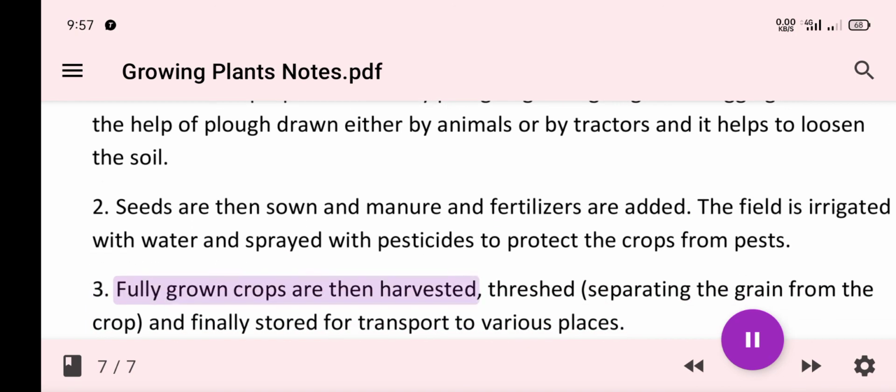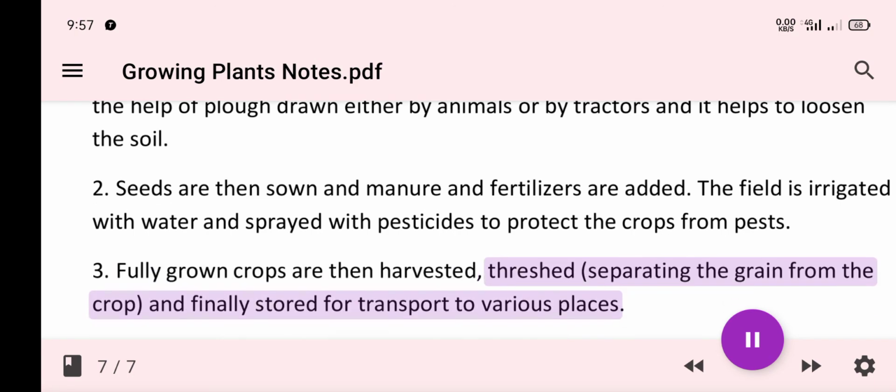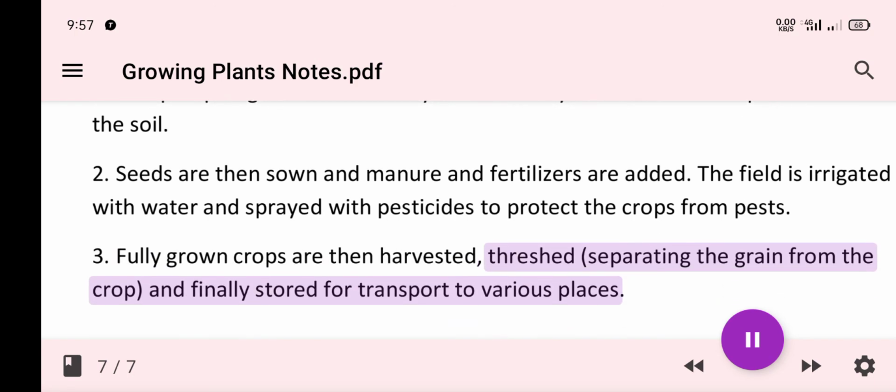3. Fully grown crops are then harvested, threshed, separating the grain from the crop, and finally stored for transport to various places.